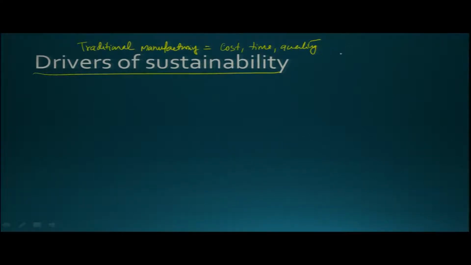Whereas in modern manufacturing, to this we add the environment driven objectives. Then we get what we call sustainable manufacturing. Okay. So the major drivers of it, I would classify into five categories. We will try to look into what these five categories are.